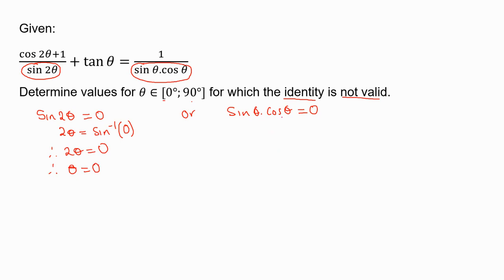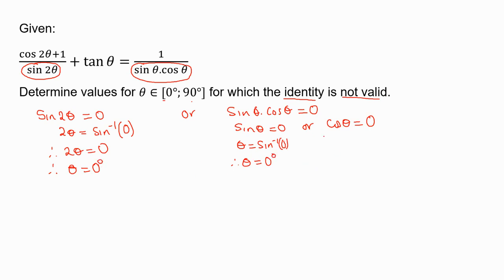So this is a product that is given 0. So it's either sine theta is equal to 0 or cos theta is equal to 0, or both of them are equal to 0. Okay, so now we take the arc sine of this one. Still it's going to give us the same thing. Theta is equal to arc sine 0, meaning that theta is equal to 0 degrees. So this is 0 degrees.